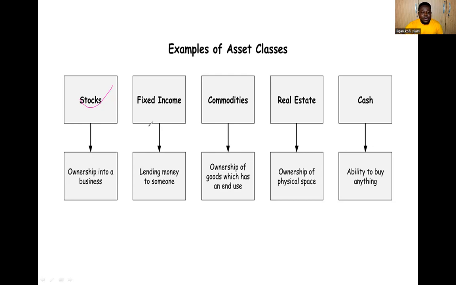All right. Now we also have what we call the fixed income. The fixed income is also an asset class. That is lending money to someone. And that is what mostly the banks do. You either lend them money or they lend you money. Is that okay? So that is what the banks do. They often have fixed income, lending money to someone.